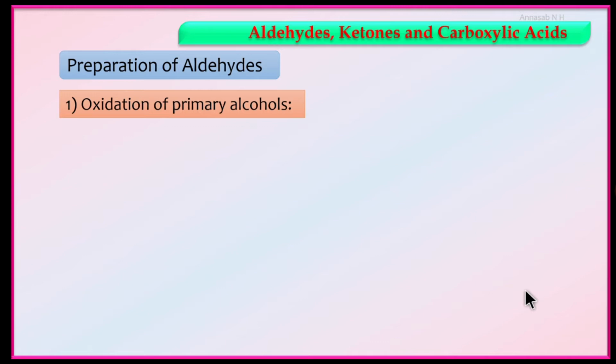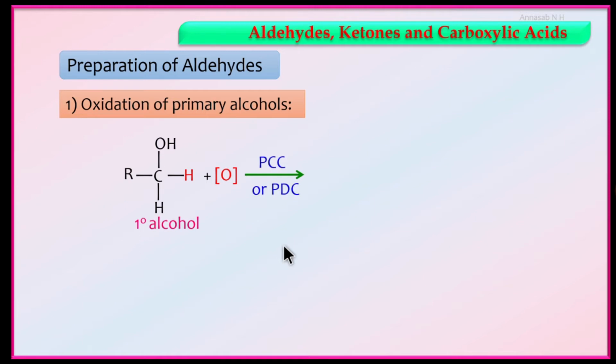Primary alcohol means the OH group attached to that carbon atom which is further attached to one carbon atom or no carbon atoms. So here we have a primary alcohol, RCH2OH. When this is treated with pyridinium chlorochromate or pyridinium dichromate, the process is oxidation.